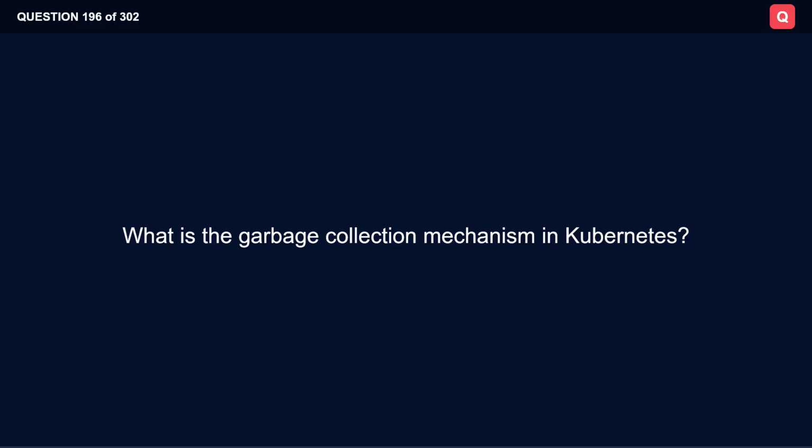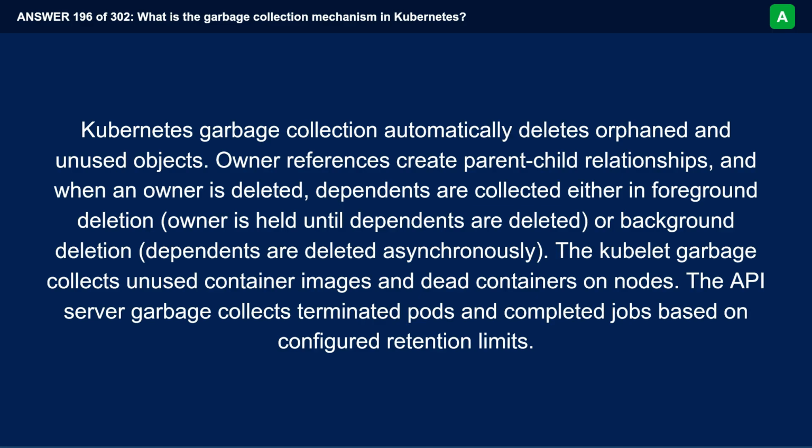What is the garbage collection mechanism in Kubernetes? Kubernetes garbage collection automatically deletes orphaned and unused objects. Owner references create parent-child relationships, and when an owner is deleted, dependents are collected either in foreground deletion, where the owner is held until dependents are deleted, or background deletion, where dependents are deleted asynchronously. The kubelet garbage collects unused container images and dead containers on nodes. The API server garbage collects terminated pods and completed jobs based on configured retention limits.